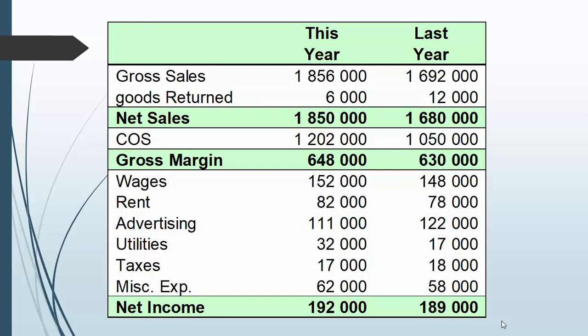And what this is showing us, if we start analyzing it, if you have a look and I ask you, which year did you make more money? You'd look at net income and you'd see, well, net income for this year was 192. Net income for last year was 189. So we made more money this year than last year. And the interesting thing about this is if you showed it to an accountant, they might not be happy. And you kind of say, well, why? So let's first do the vertical analysis.